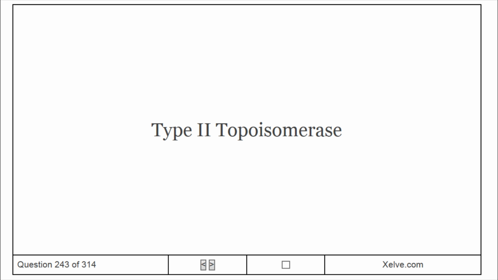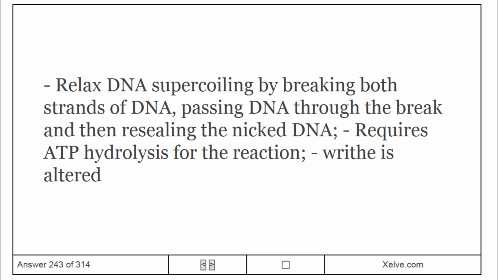Type 2 topoisomerase: relaxes DNA supercoiling by breaking both strands of DNA, passing DNA through the break and then resealing the nicked DNA, requires ATP hydrolysis for the reaction. Writhe is altered.